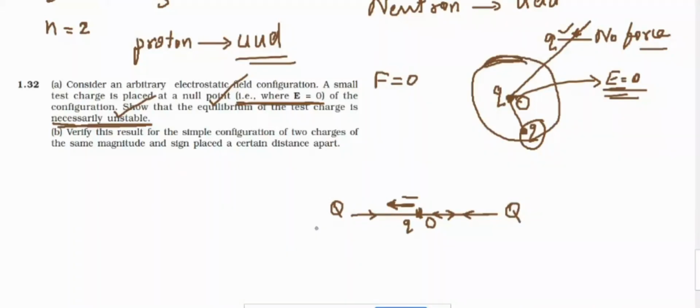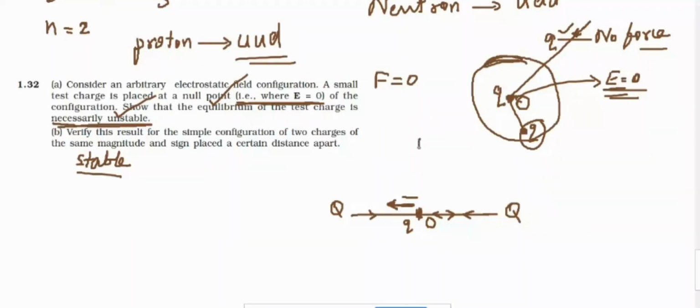I repeat, along the straight line joining the two charges, the test charge Q is at equilibrium, and that equilibrium is a condition of stable equilibrium. What is the reason it is a stable equilibrium? Because whenever the test charge is displaced along this line, the repulsion increases and the test charge will return back to its original position O. Therefore, at the point O, the test charge is at a stable equilibrium. The force is 0 and it will come back to the same point. So the equilibrium is a stable equilibrium.